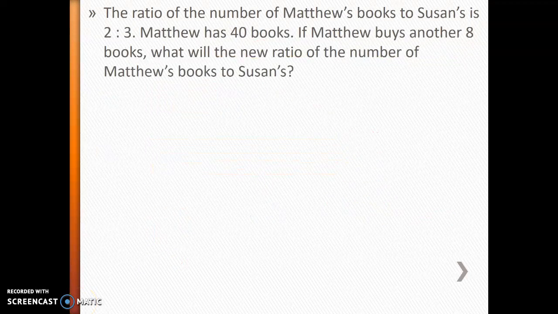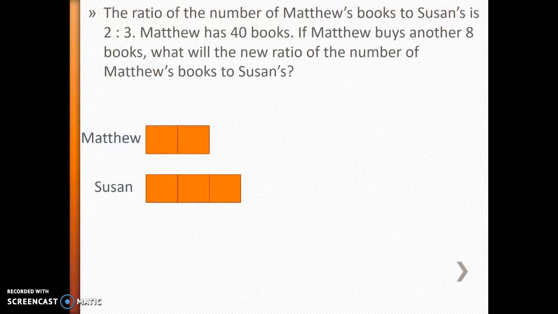So the ratio of the number of Matthew's books to Susan's is 2 to 3. Matthew has 40 books. If Matthew buys another 8 books, what will be the new ratio of the number of Matthew's books to Susan's? Okay, looking at our before situation again, we have an original ratio of Matthew to Susan with 2 to 3. So let's model that.